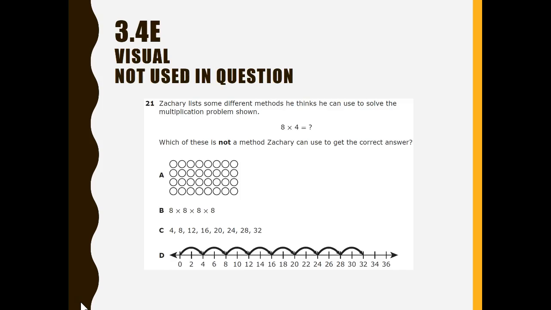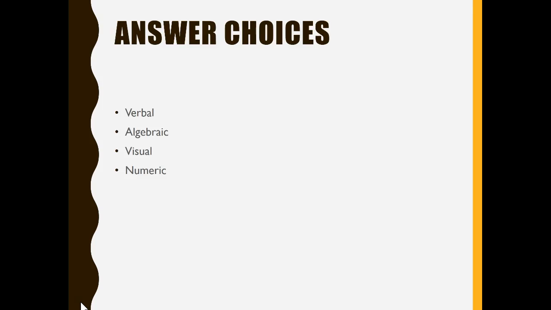Now this is another example of a visual, but notice "not" is used in this question. It's not capitalized, it's all lowercase. So our answer choices were mainly verbal, algebraic, visual, and numeric. You might also want to consider using some of these different formats when you make your own formative assessments. And these were all from the text from the 6 weeks.